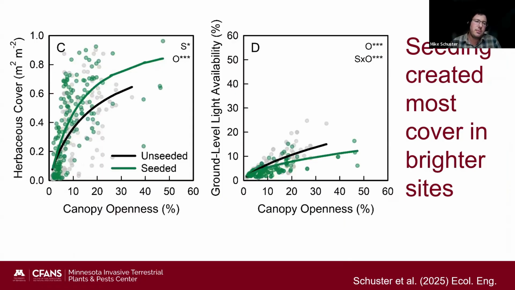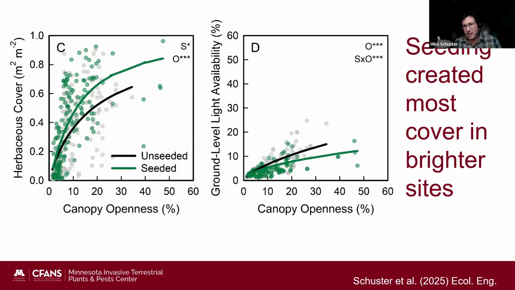And across those experiments, we found that seeding works best in brighter sites that were more open. So on the left here, you see a graph showing herbaceous cover versus canopy openness for seeded areas in green and unseeded areas in black. And what you'll see is that yes, on average, seeding increased herbaceous cover, but that was particularly true the more light you had. That more light fed into this effect more and more.